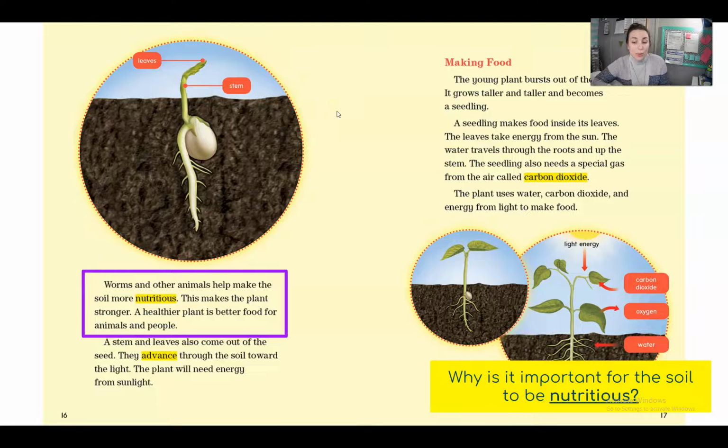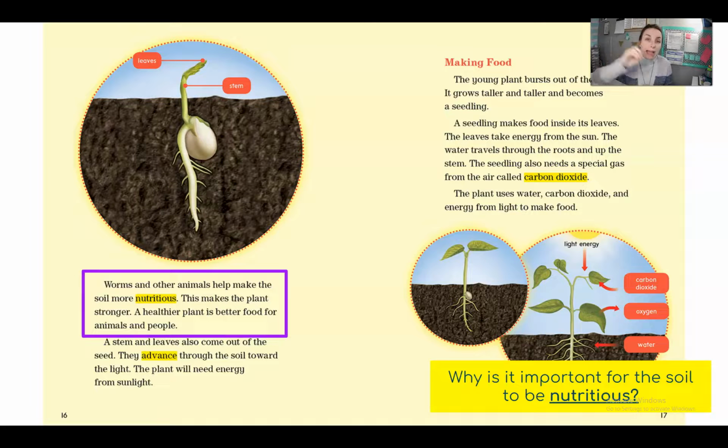Now I've started to go through as I'm making my vocabulary presentations, and I've started to change some of these yellow boxes from what are the clues that you see to more specific questions that relate to the story. So here's an example of why. My word is nutritious, and before it probably said what clues help you know the meaning of nutritious. Not very deep, right? So let's use this one instead. Why is it important for the soil to be nutritious?